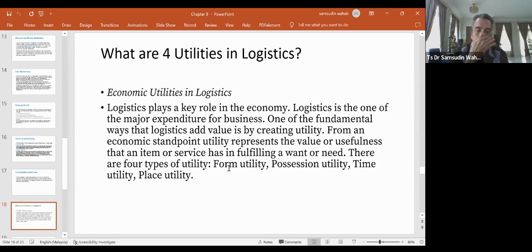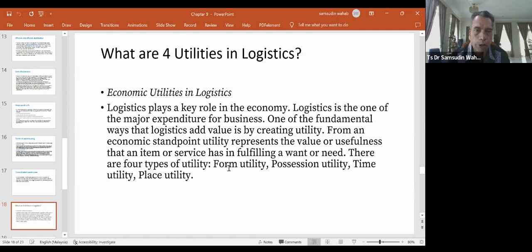Okay. The first one is economic utilities. So logistics plays a key role in the economy. Logistics is one of the major expenditures for business. One of the fundamental ways that logistics adds value is by creating utility. Utility is like prasarana. In bahasa, you call it prasarana or kemudahan.